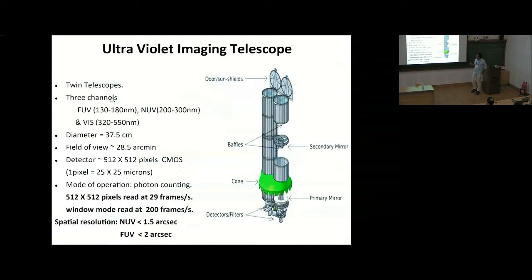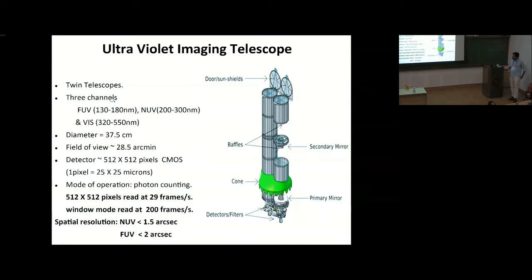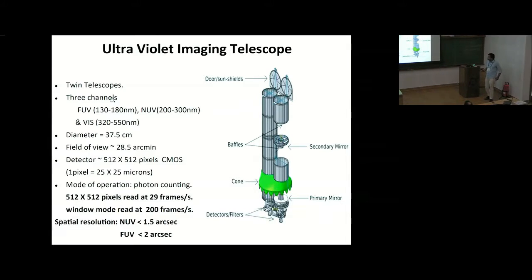So this is the Ultraviolet Imaging Telescope. What you can see here is a twin telescope: one telescope for far UV alone and another one for the near UV and VIS channel. The diameter is 37.5 centimeters and the field of view is 28.5 arc minutes. The important thing is that it can read at a frame rate of 29 frames per second, as well as a window mode of 200 frames per second. And the spatial resolution is significantly better than any other previous missions like GALEX.